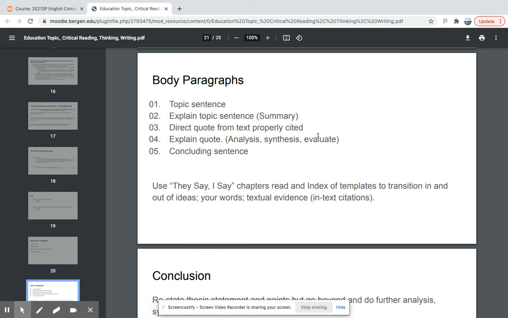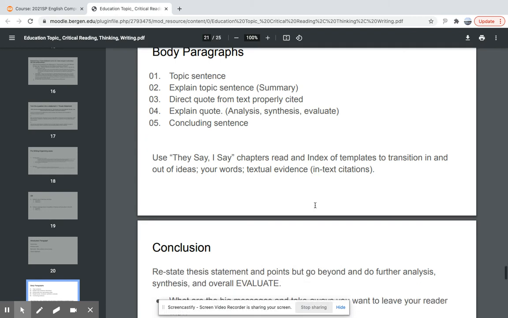We've also referred to this process as your quote sandwich, where you're putting the direct quote with that summary lead-in ahead of it, and then you're following up that direct quote with your own analysis, synthesis, and evaluation. And then you're closing each body paragraph with a concluding sentence. And the concluding sentence can start with a transitional phrase, such as furthermore, in conclusion, to sum up, always followed by a comma, and then a nice big solid point that ties it all together.